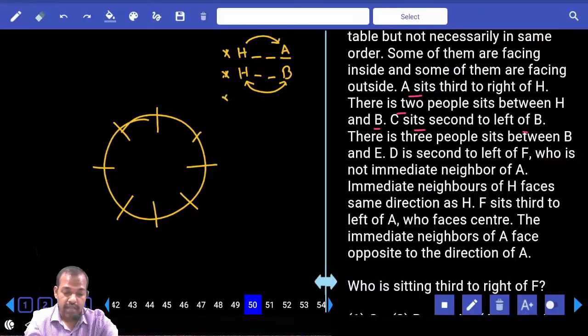So C sits second to the left of B. First left and second left. I'm writing all these points in shortcut. Later I will match all these points.